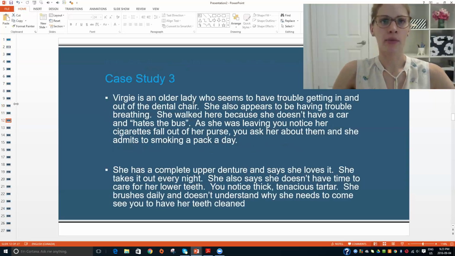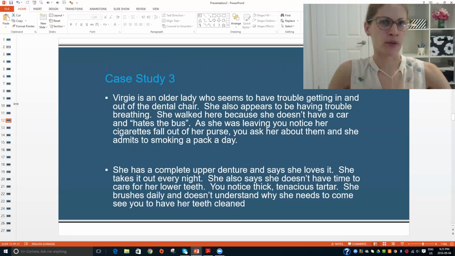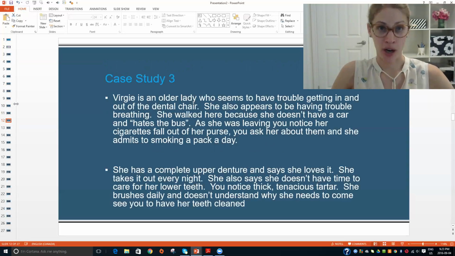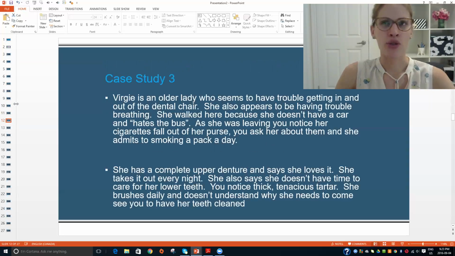Okay, let's talk about another one. So I will read this one for you too. Virgie is an older lady who seems to have trouble getting in and out of the dental chair. And even as I'm talking, feel free to write down the key points. She also appears to be having trouble breathing. She walked here because she doesn't have a car and hates the bus. As she was leaving, you noticed her cigarettes fall out of her purse. You ask her about them, and she admits to smoking a pack a day.